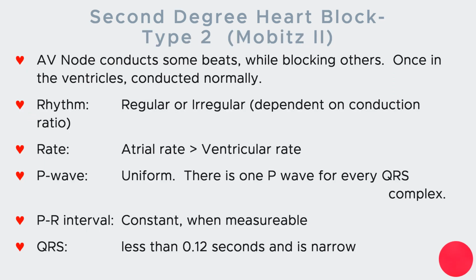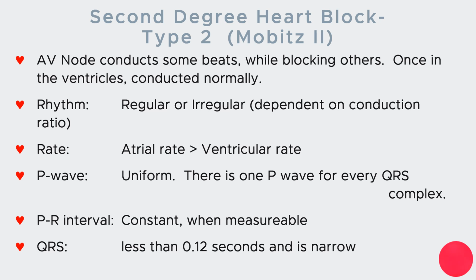Second degree heart block type 2, also known as Mobitz 2, is the next rhythm we're going to discuss today. With this one, impulses are generated from the level of the SA node. However, the AV node allows some beats to get through and also doesn't allow others to go through. So it conducts some beats and blocks others. Any beats that are allowed to get to the ventricles are conducted normally.